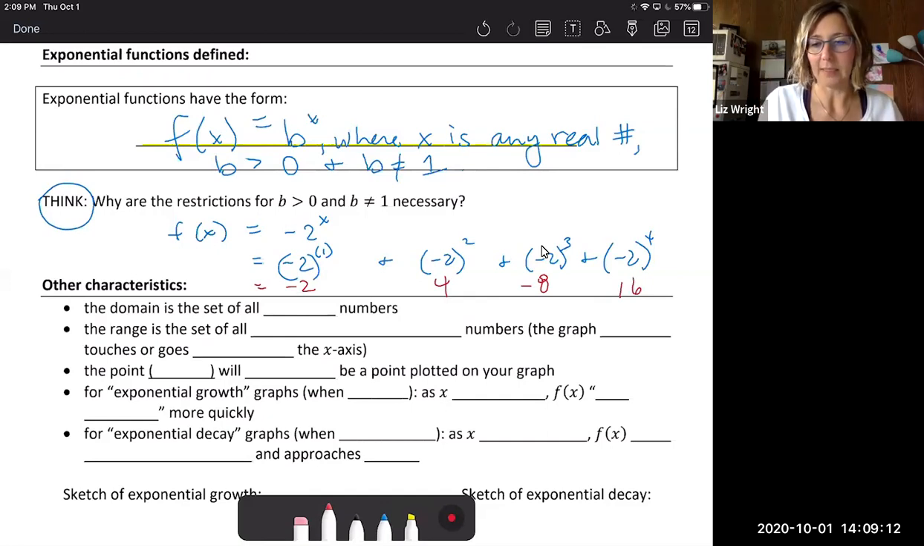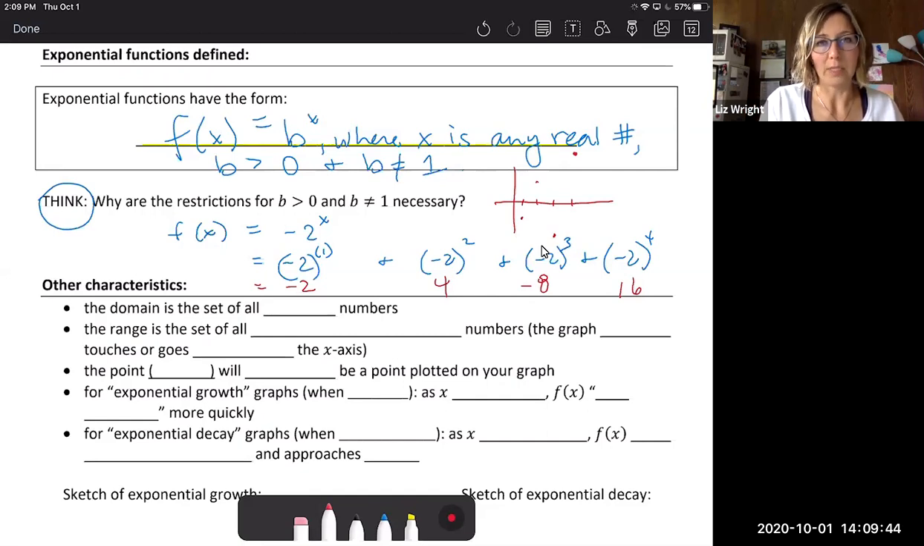And so what that means graphically is that, as we're increasing 1, 2, 3, 4, the first one would be down here at -2, and then the next one would bump up at 4, and then the next one would come down at -8, and then the next one would come way up to 16. And so that's not an exponential curve at all. It's bouncing back and forth across our x-axis. So it's not going to work for that.